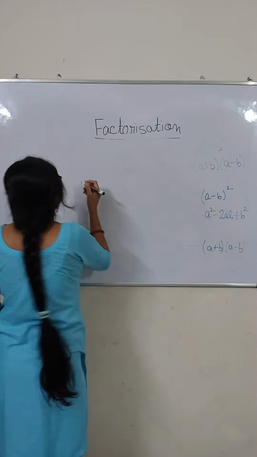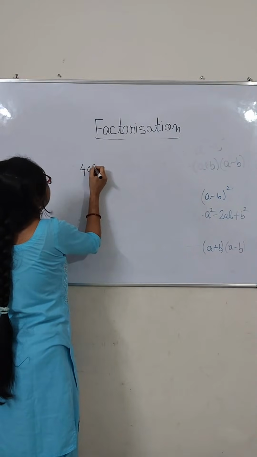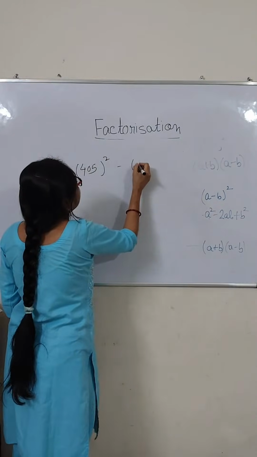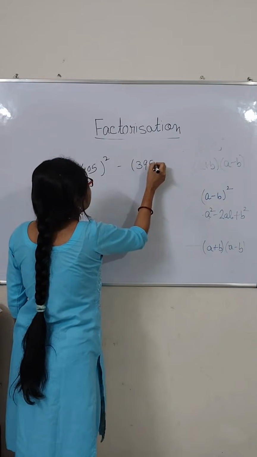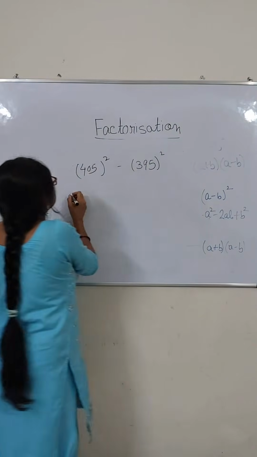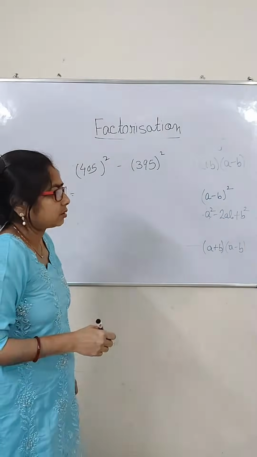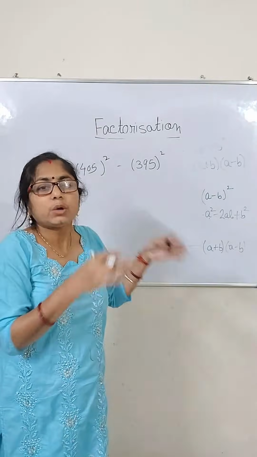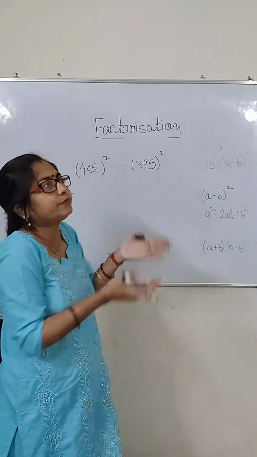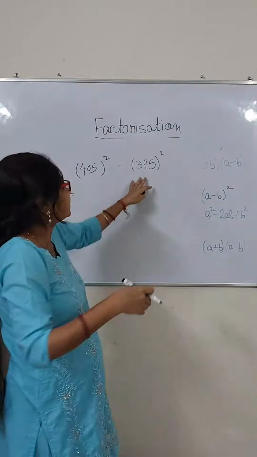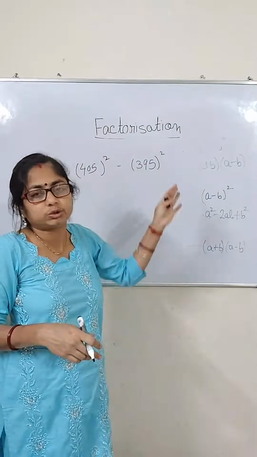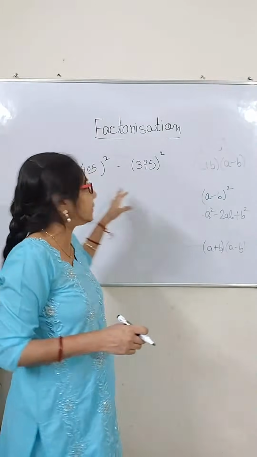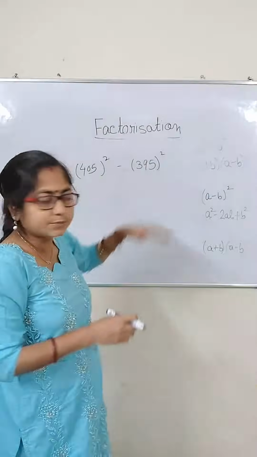Now, 405 whole square minus 395 whole square. Do not start here to expand. You can do it this way. Someone thinks of 400 plus 5, take the whole square, and this one 400 minus 5. Do not need this one. Which formula should we be applying here? That is a square and this is b square.